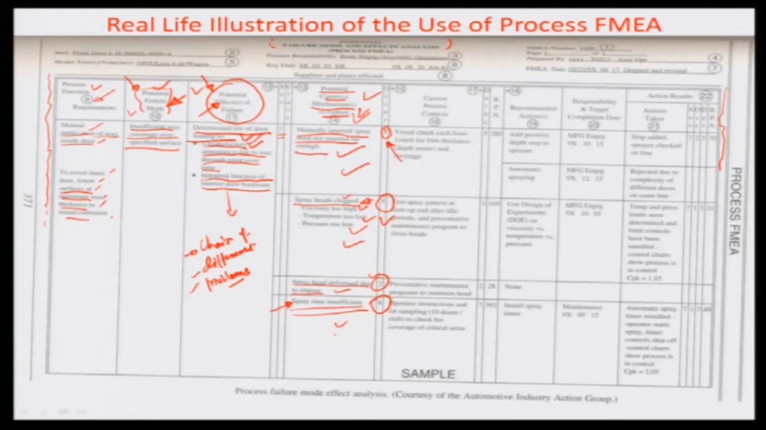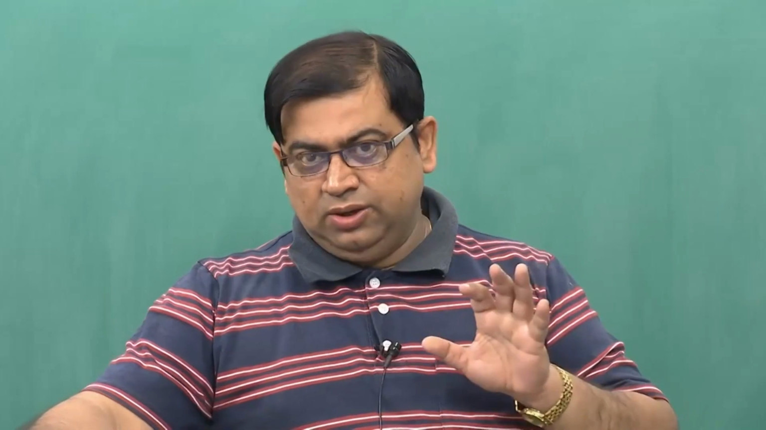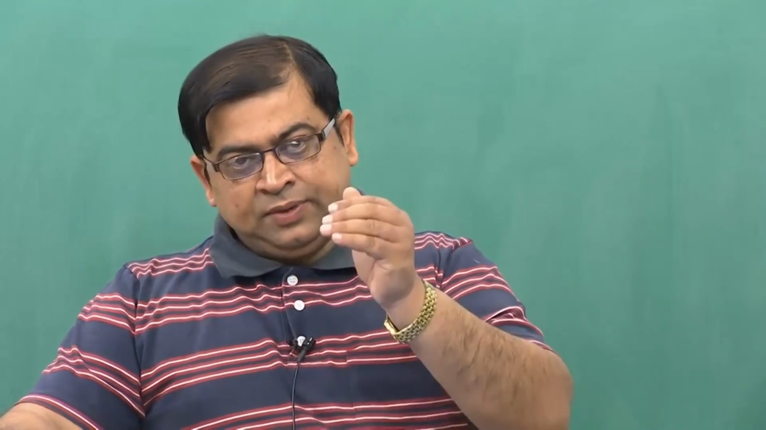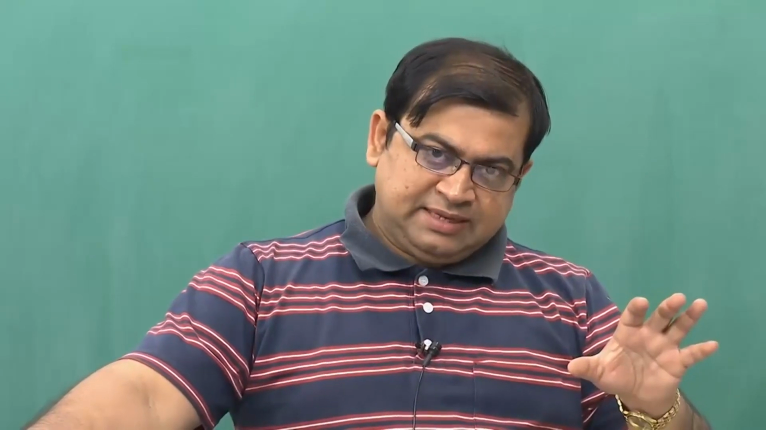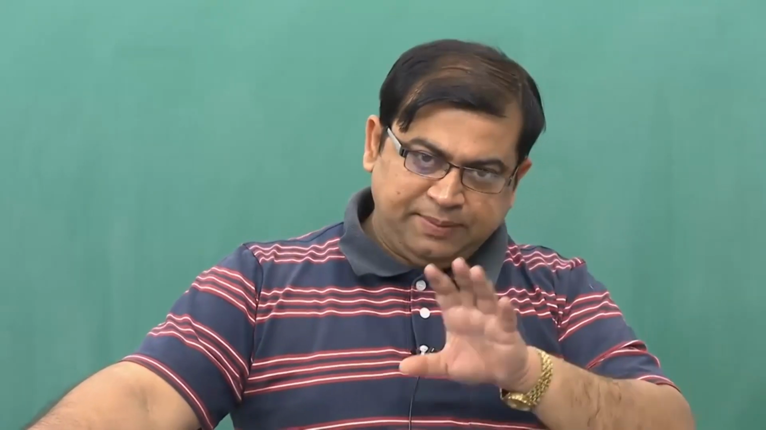So you have rated the severity, you have rated the occurrence. I'm going to close on this module in the interest of time, but in the next module I'm going to take up how you will rate the detectability of these problems, and then we will see what positive countermeasures can be implemented, and then again do the RPN analysis to see whether the failure mode effect analysis is good or bad. Okay, thank you so much.